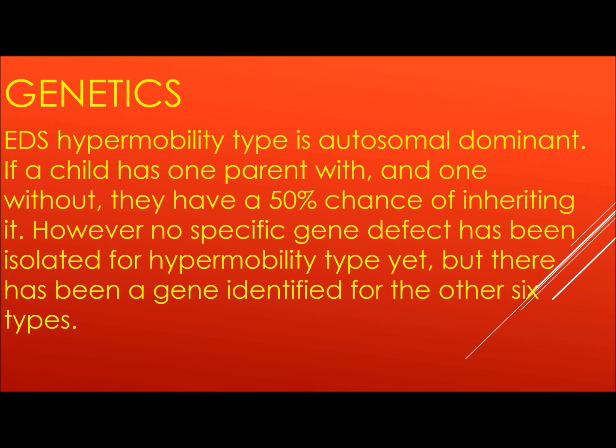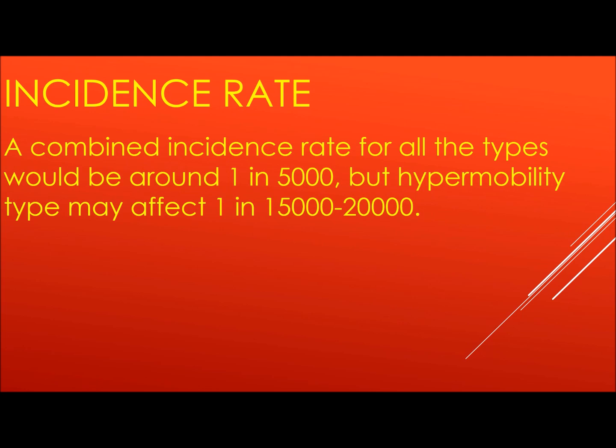EDS hypermobility type is autosomal dominant. This means that in a couple of one person with EDS and one without, the child will have a 50-50 chance of having EDS. However, no specific gene defect has been isolated for hypermobility type yet, but there has been a gene identified for the other 6 types. A combined incidence rate for all the types would be around 1 in 5,000, but hypermobility type may affect 1 in 15,000 to 20,000, and classical may affect 1 in every 20,000 to 40,000.